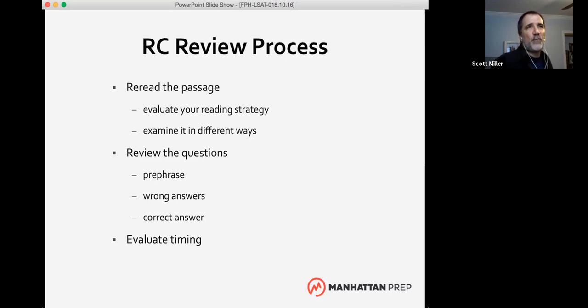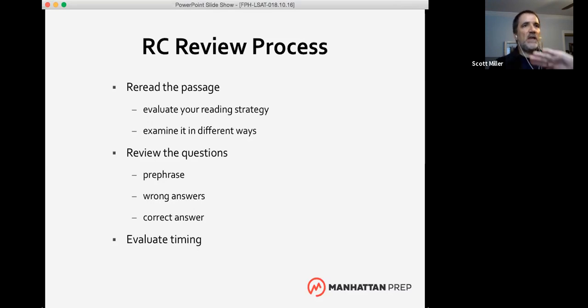Look at the passage in different ways. Try to think about just the main point, underline the main point of each passage. Look for any indicators of opinions, like if they mention a person, circle that. Somebody has an opinion, somebody says something, scientists say something, critics say something. And then when you review the questions, go through this process we just talked about.